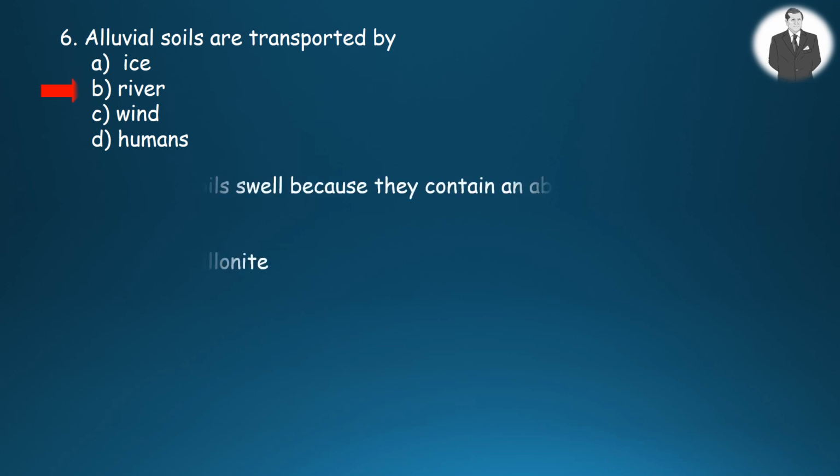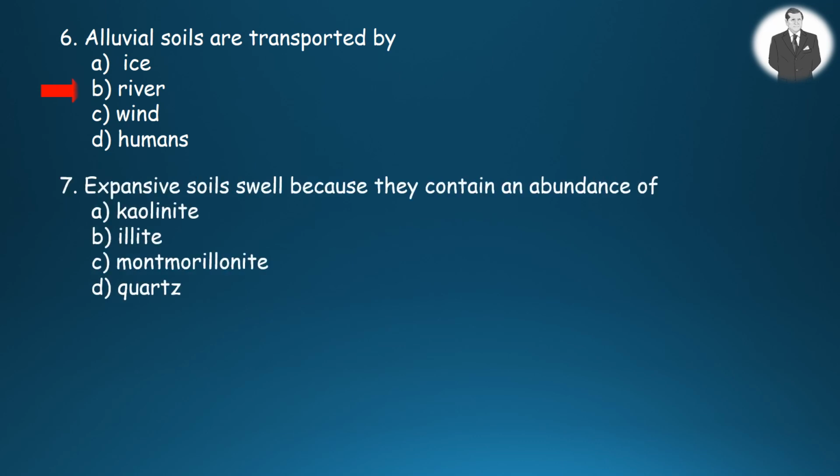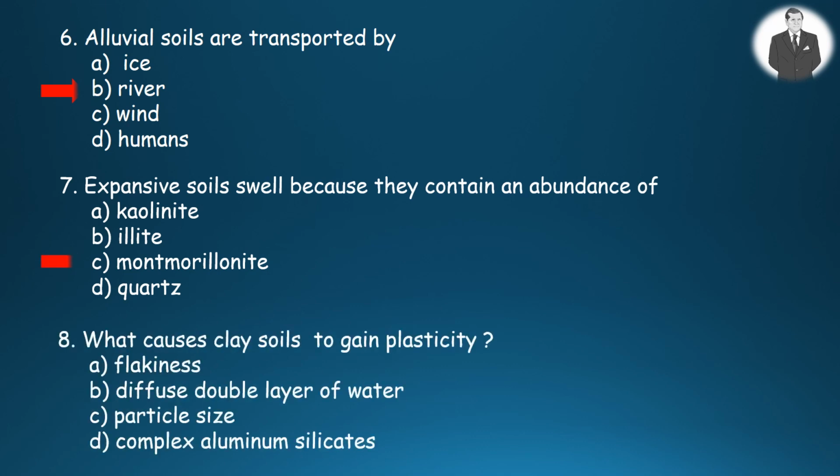Good. Expansive soils swell because they contain an abundance of, no, it is not. The right answer is montmorillonite. What causes clay soils to gain plasticity? Yes, you got it. The right answer is B, diffuse double layer of water.